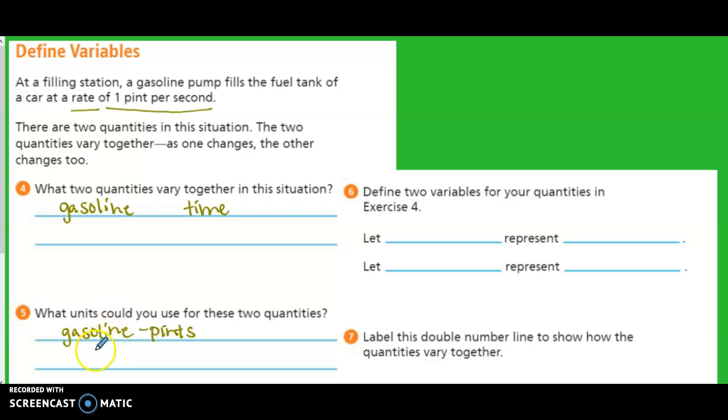Sometimes you might just pick, but for the most part, 99% of the time, they're going to tell you the units you should use in the situation example itself. Time is going to be measured in seconds.